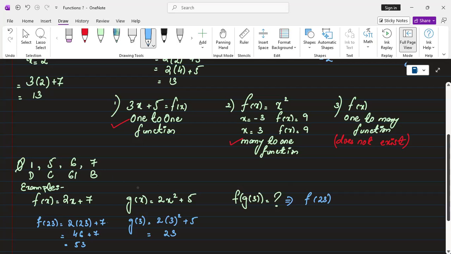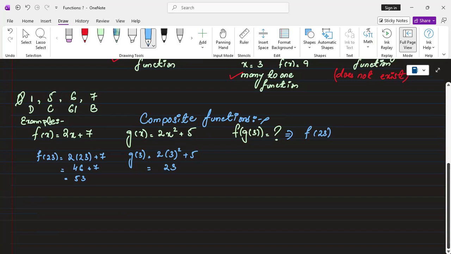Yes. So this is known as a composite function, right? In which you have two different functions and you need to find out the value of f(g(2)), g(f(6)), something like that. And you can just simply apply this approach.